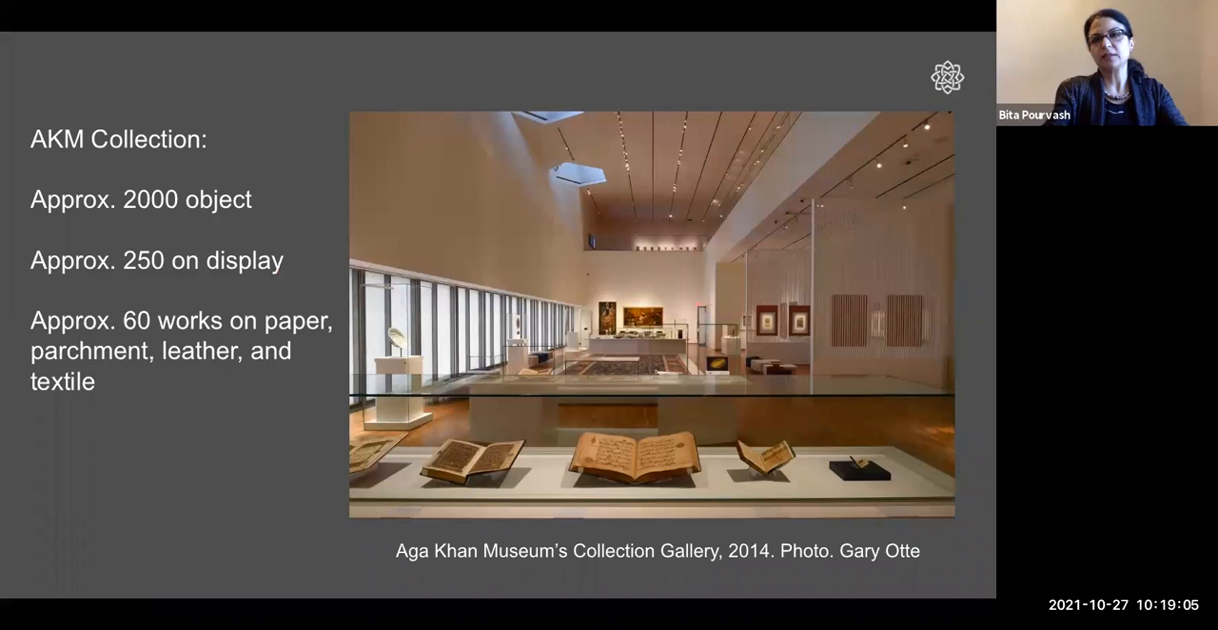So this is, again, a shot from our gallery that shows, for example, paperwork and textile on display. This is an older image, from 2014. If you come now, we don't have, for example, these oil paintings on display, or this carpet has been replaced with that contemporary work that I told you about. But overall, this is a rough number from our collection. We have approximately 2,000 objects in our collection, but at any given time when you visit us, only around 250 are on display, and the rest are stored. And from these 250, 60 of them are works on paper, parchment, leather, and textile, which means that they require that rotation.